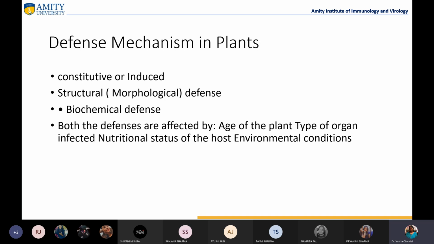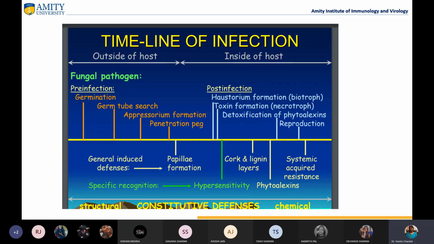Again, these defenses are affected by the age of the plant, the type of organ infected, the nutritional status of the plant, and the host environmental conditions. All these factors affect this timeline of infection. We discussed this, I guess, when we were discussing the infection process, right? How outside the host and how inside the host, structural and constitutive defenses operate.